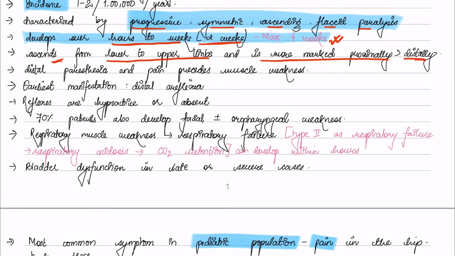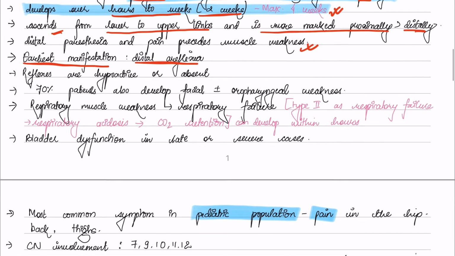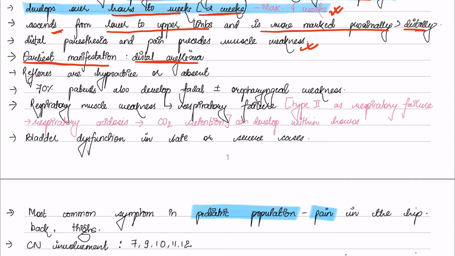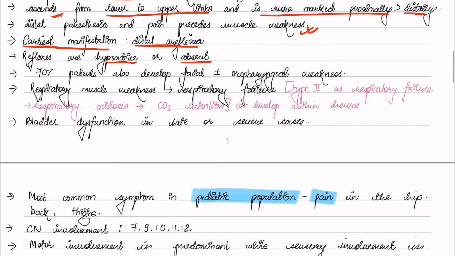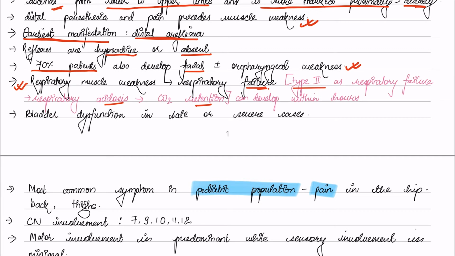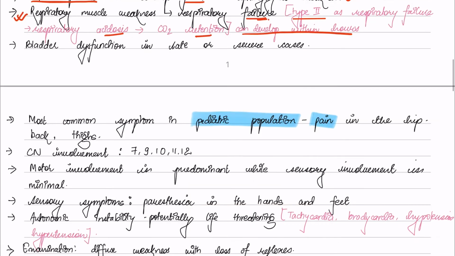The distal paresthesia and pain precede the muscle weakness. The earliest manifestation is distal areflexia. The reflexes are either hyperactive or even absent. In 70% of the patients, they also develop facial or oropharyngeal weakness. The respiratory muscle weakness results in respiratory failure, which is type 2, and it can develop within hours. The patient may also develop bladder dysfunction in late or severe cases.